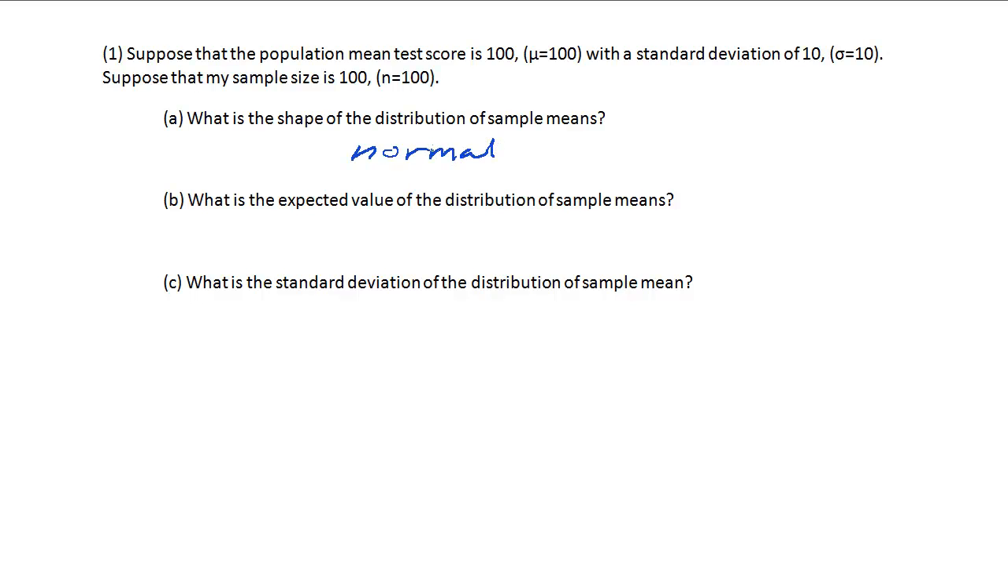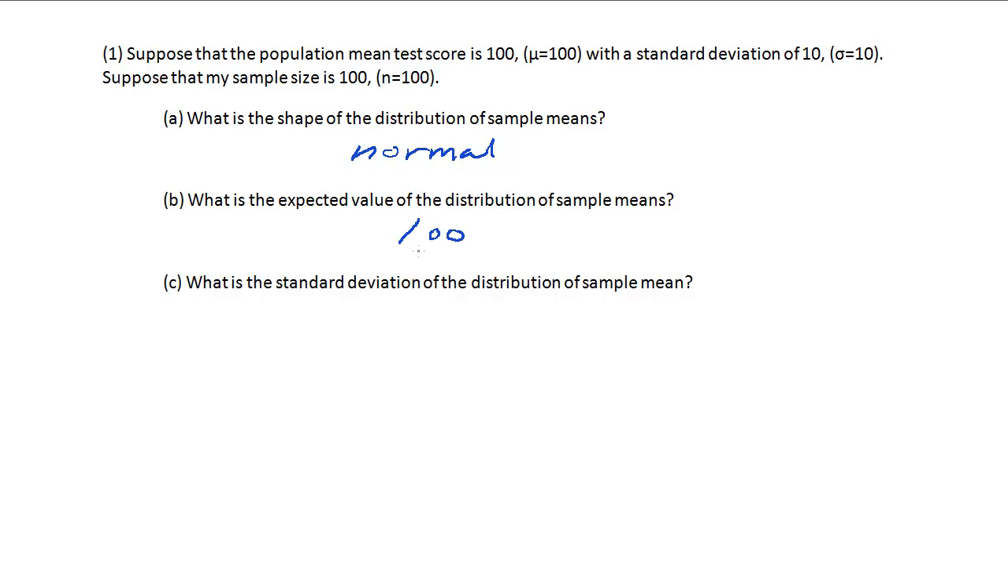What is the expected value of the distribution of sample means? The expected value of the sample means is going to be the same as the population mean, which is 100. So it's going to be 100.